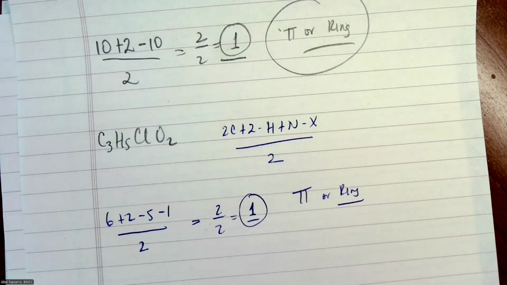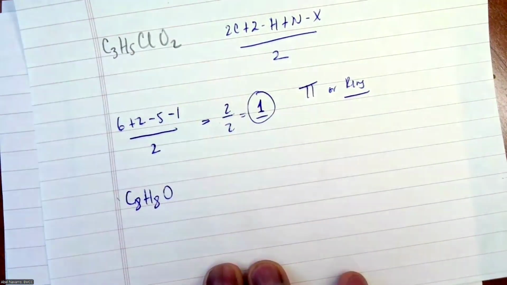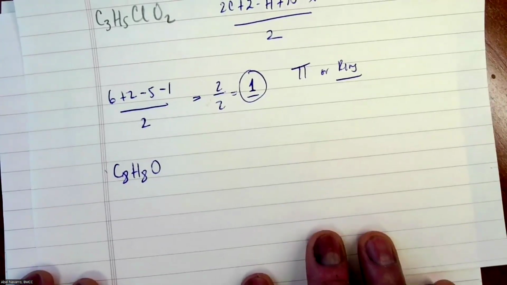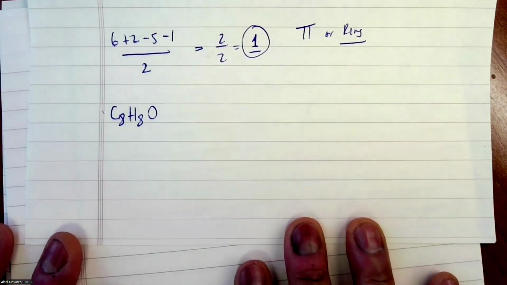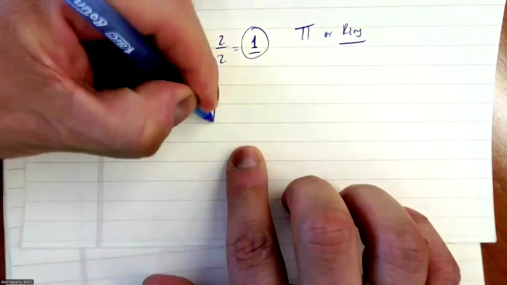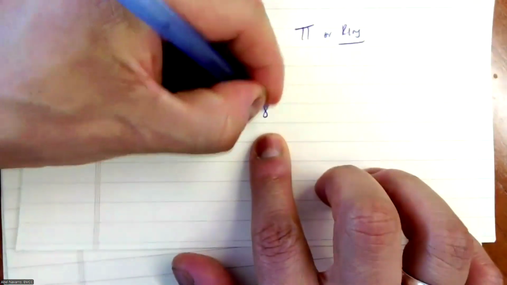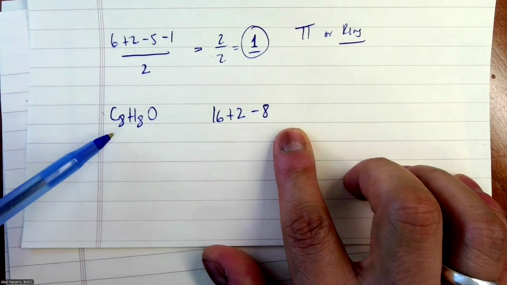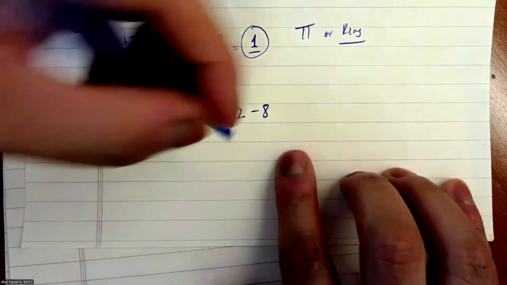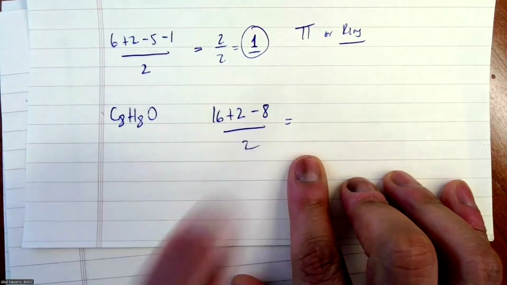Okay. Another one, let me see. The one, okay, this one. C8H8O. Okay. I'm not going to show you the formula. Hopefully you remember. 2 times carbons, 2 times 8, 16, plus 2 minus number of hydrogens, 8, plus nitrogens, none, minus halogens, none, divided by 2. 18, 18 minus 8, 10. 10 divided by 2, 5.